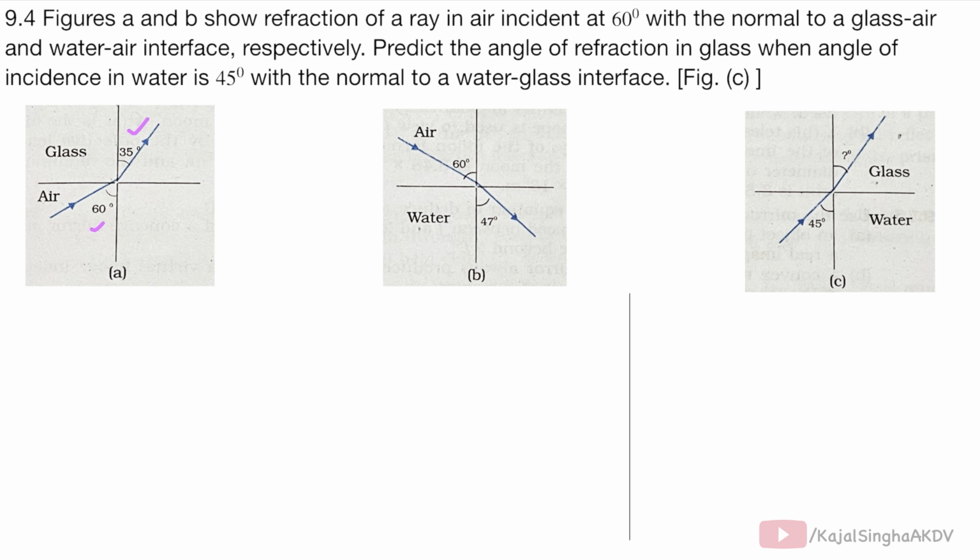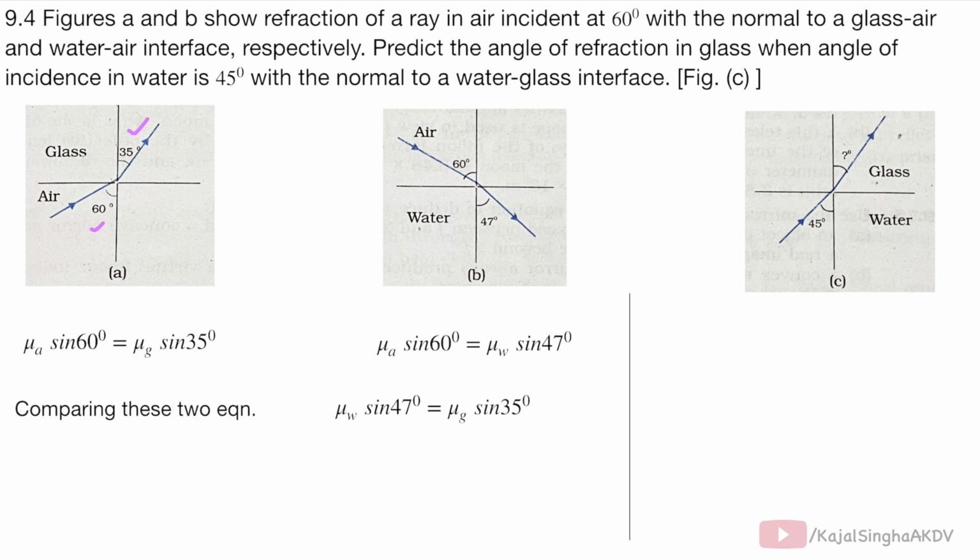So we can write mu a sin 60 degree equals mu g sin 35 degree, where mu a and mu g are refractive index of air and glass respectively. Similarly, in case of air water surface, we can write mu a sin 60 degree equals mu w sin 47 degree. Comparing these two equations, we get mu w sin 47 degree equals mu g sin 35 degree, or mu w by mu g. After putting the values of sin 35 degree and sin 47 degree, we get 0.78.